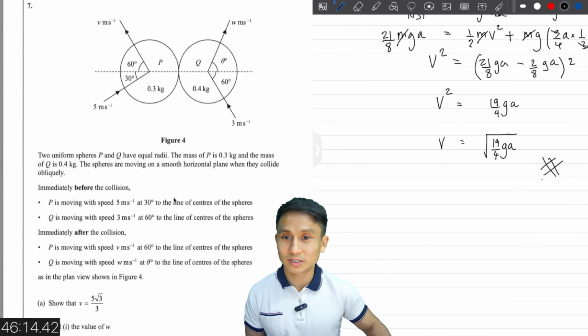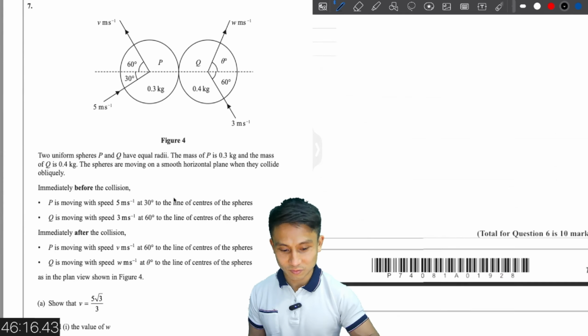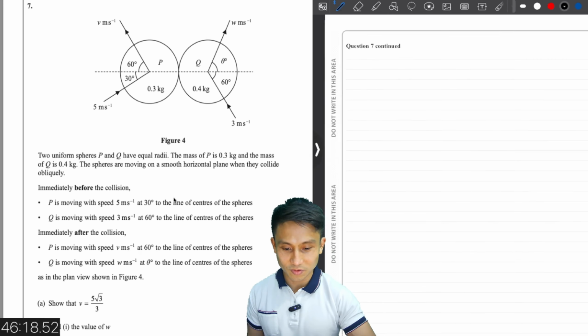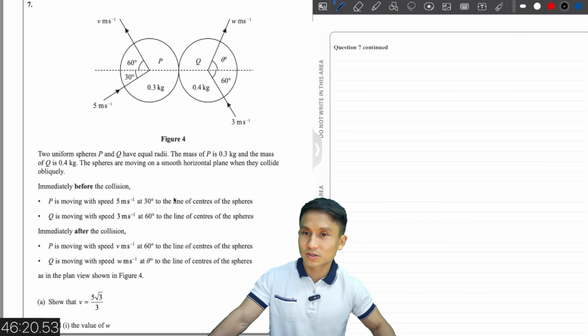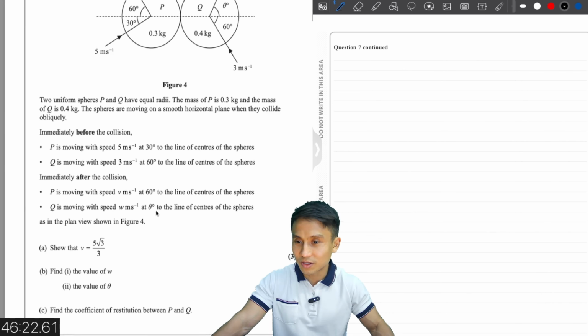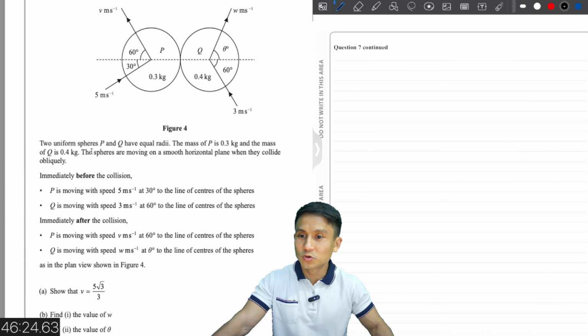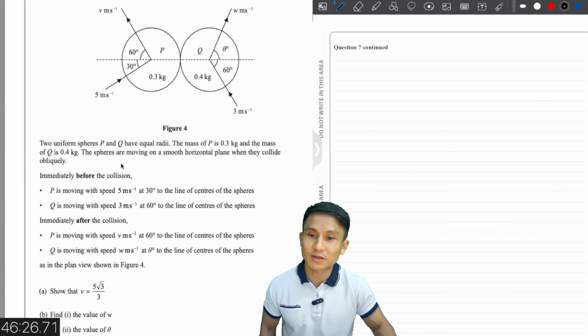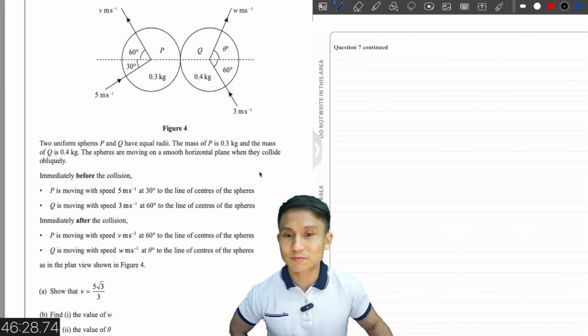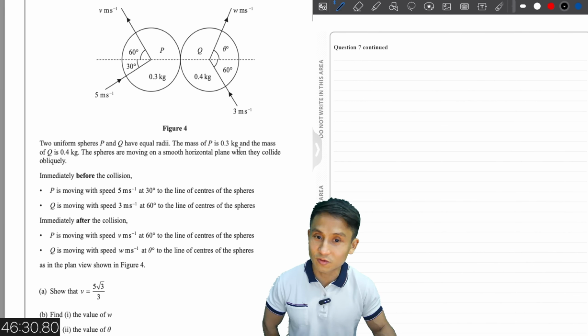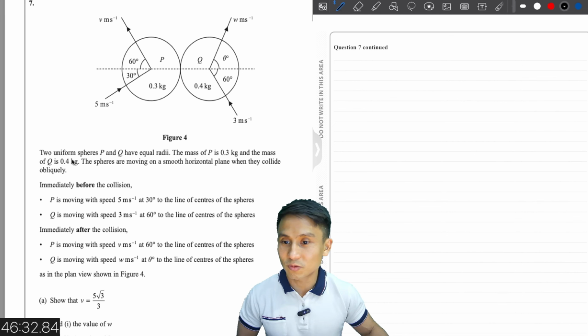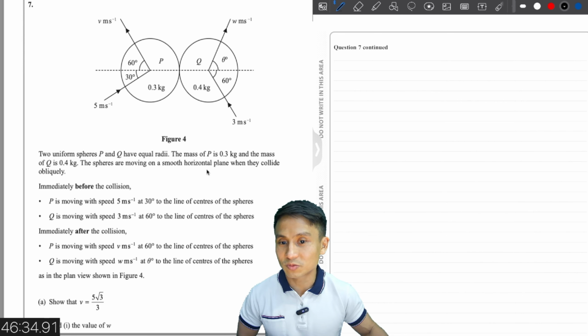Next question, number 7, oblique collision now, which is more fun than the normal. Okay, so we got to be careful here. All right. 2 uniform spheres P and Q have equal radii. Good. The mass of P is 0.3 kilograms and the mass of Q is 0.4 kilograms. The spheres are moving on a smooth horizontal plane when they collide obliquely.